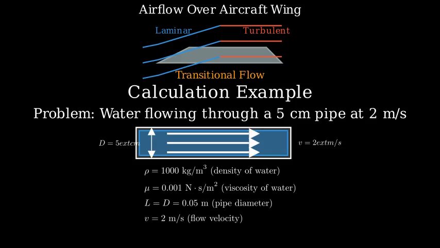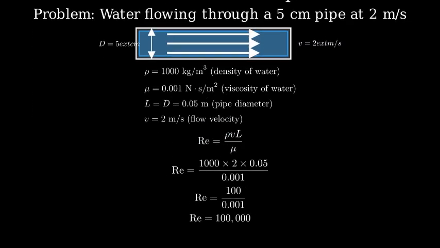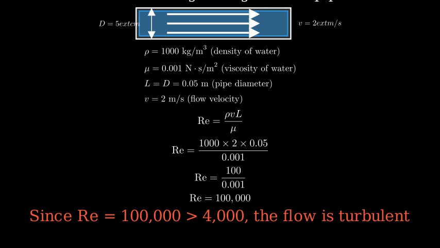The characteristic length L is the pipe diameter, which is 0.05 meters, and the velocity is 2 meters per second. Using our Reynolds number formula, Re equals rho times V times L divided by mu, Re equals 1,000 times 2 times 0.05 divided by 0.001, Re equals 100,000. Since this Reynolds number is much greater than 4,000, the flow is definitely turbulent.